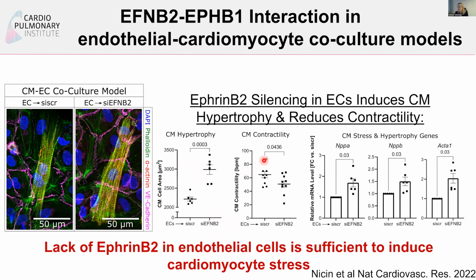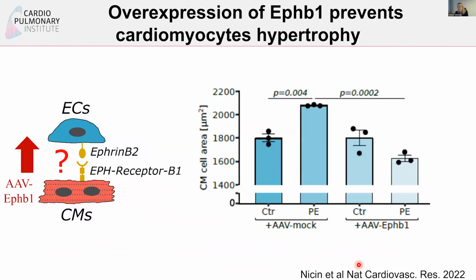We could also see a decline in cardiomyocyte contractility and an induction of cardiac stress genes, so NPPA, NPPB, or ACTA1, all were significantly upregulated if we silence Ephrin-B2 in endothelial cells. So this means that the lack of Ephrin-B2 in endothelial cells is sufficient to induce cardiomyocyte stress responses.